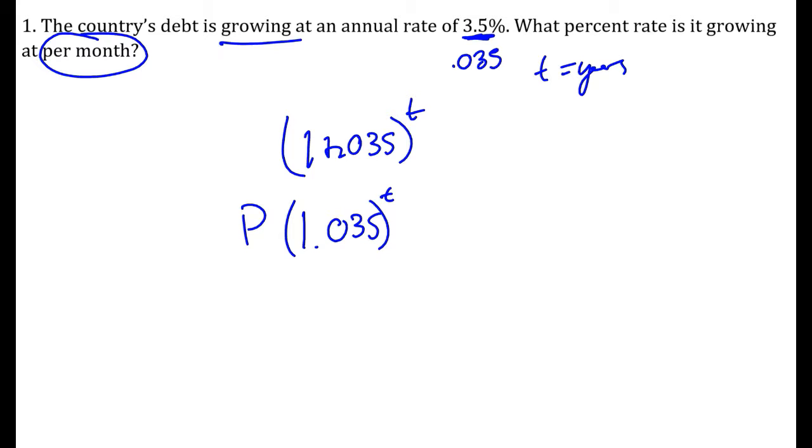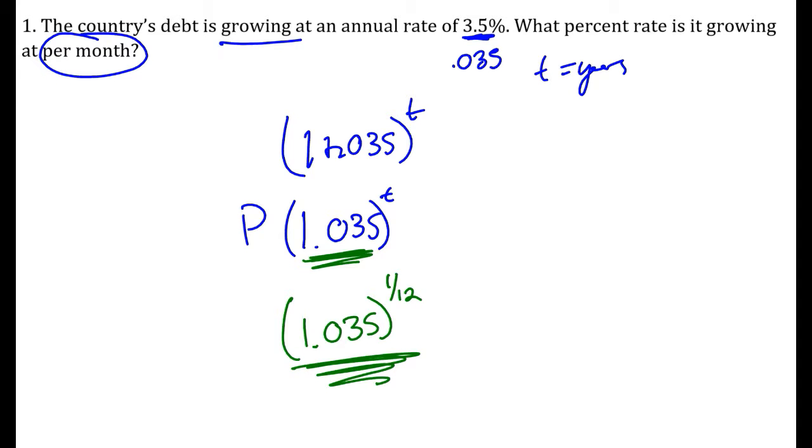Now, if we just think for a minute, should it be higher or smaller than 3.5%? Well, it should be smaller than 3.5%, because if it was bigger than 3.5%, it'd be growing quicker over a year. So to make it smaller, I'm going to raise this number to the 1/12th power, because there's 12 months in a year. This quantity will give me the monthly percent rate of change.